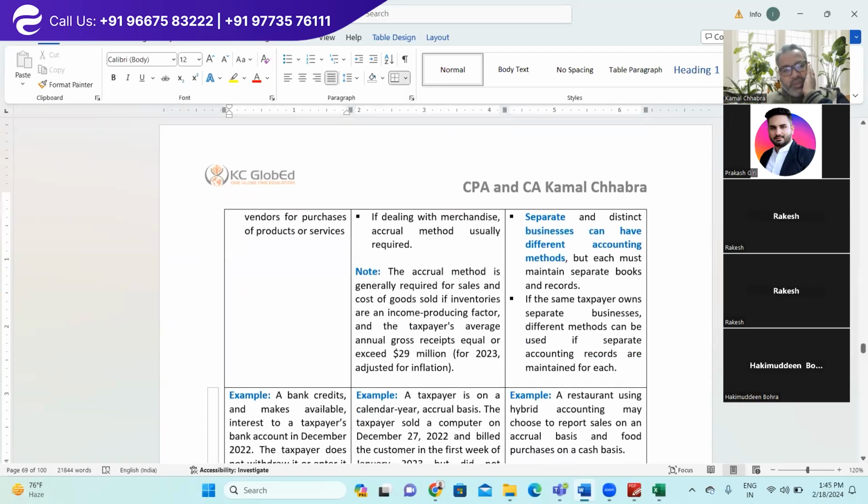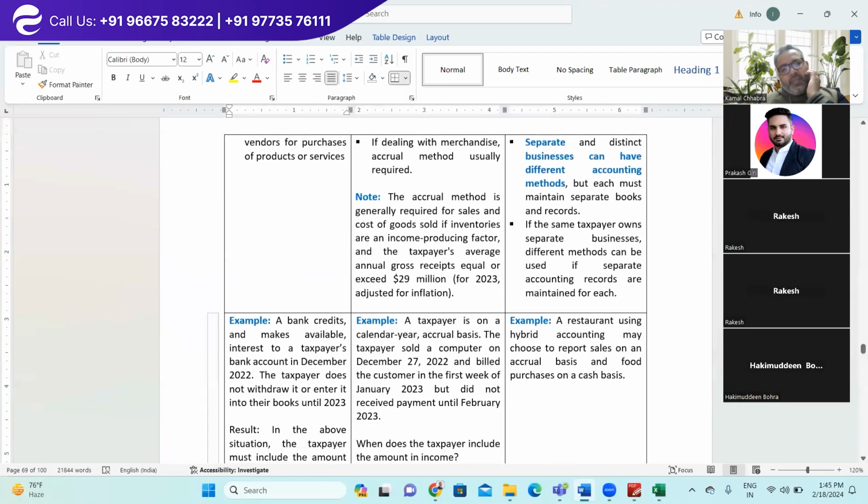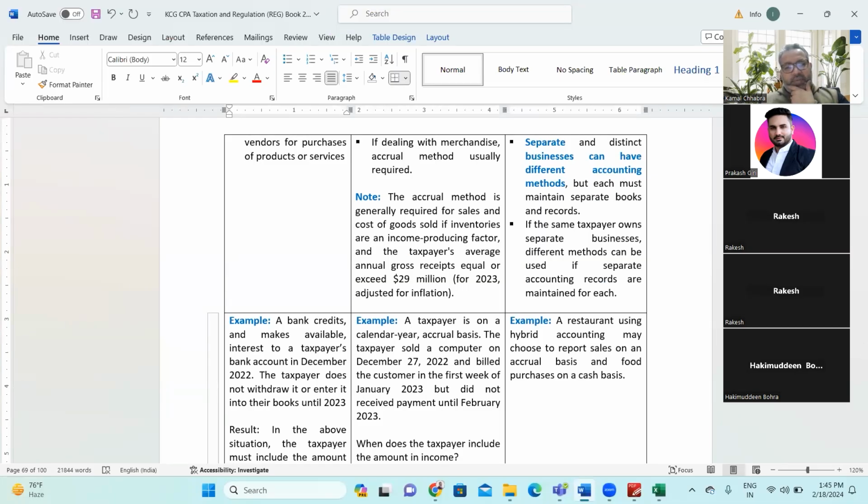And if dealing with merchandise, the accrual method is usually required. The accrual method is generally required for sales and cost of goods sold if inventories are an income-producing factor and the taxpayer's average gross receipts equal or exceed $29 million, like I was telling you earlier. So if for any individual or business the total revenue is more than $29 million, they have to follow the accrual method of accounting, right? And for the farmer, it is $26 million, right?